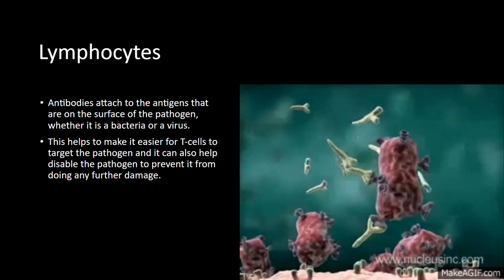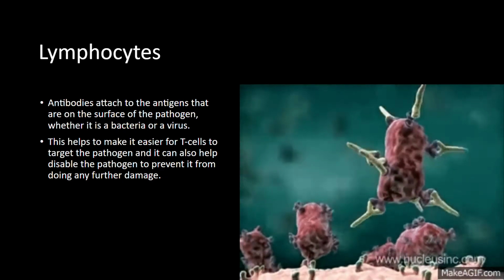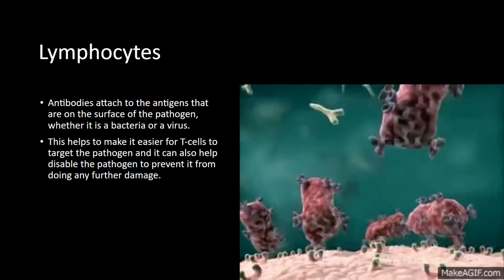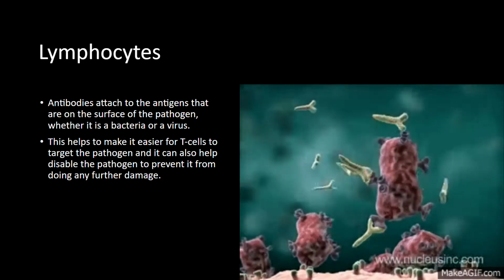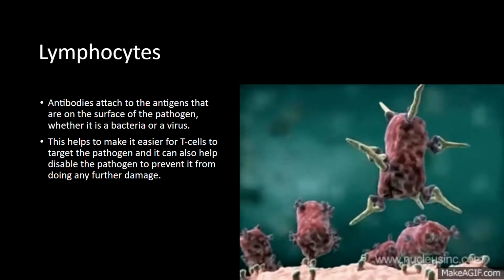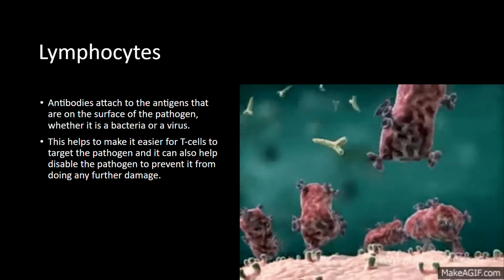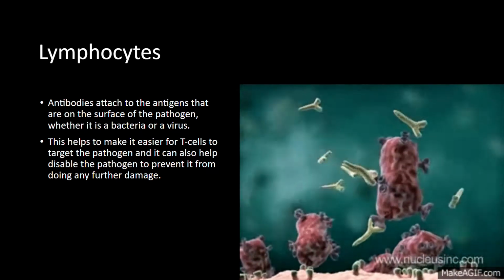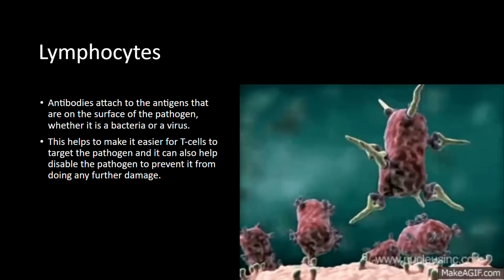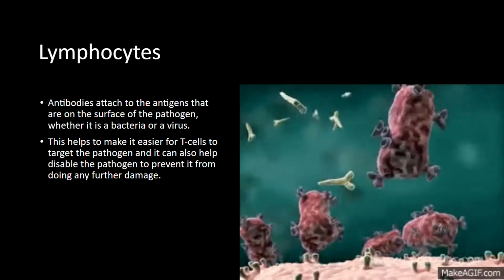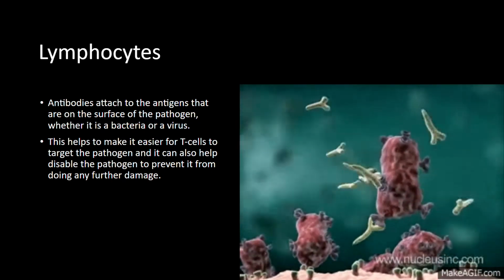The antibodies that were created by the B cells attach to the antigens that appear on the surface of the pathogens, as you can see in this short animation. The antibodies act to make it easier for cytotoxic T cells to target and kill the pathogen, and it can also help disable the pathogen to prevent it from doing any further damage.